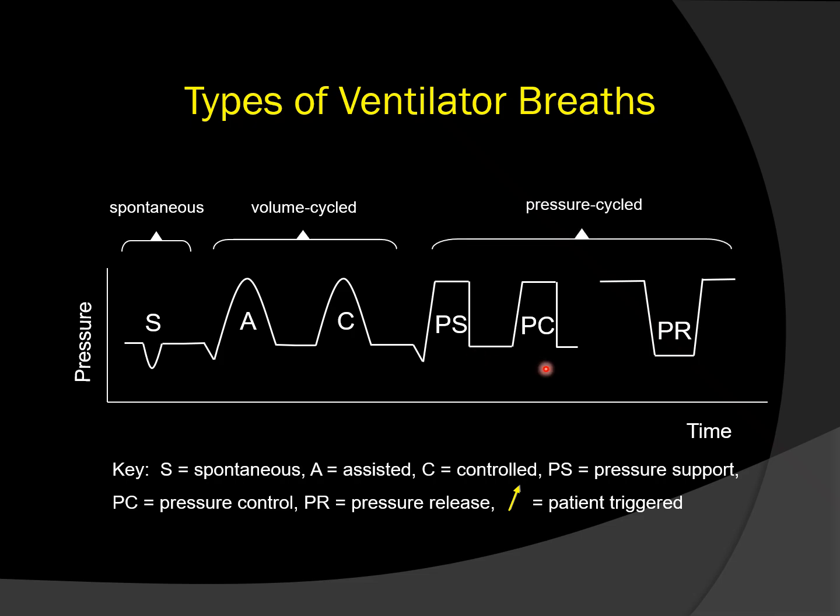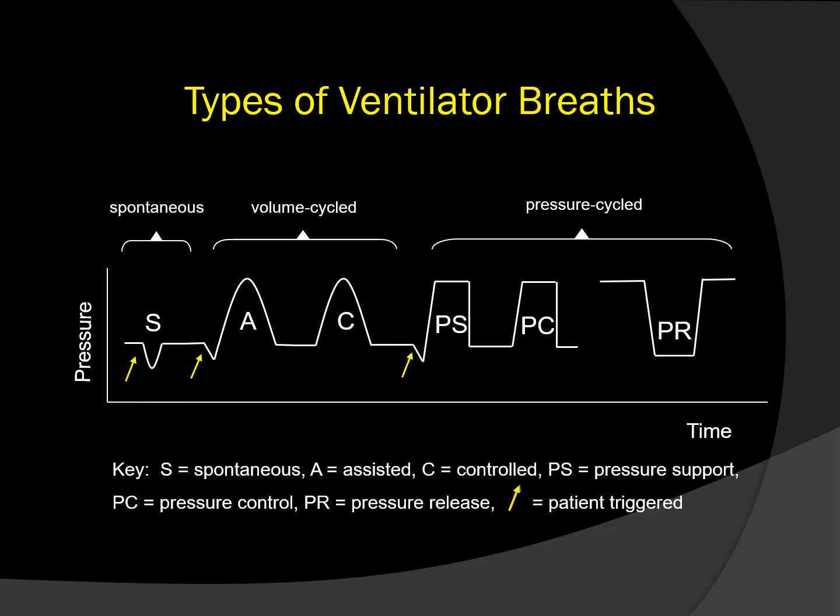So these last 3 breaths are called pressure cycled breaths because whether we're supporting a breath, controlling a breath, or releasing a breath from a high pressure to a low pressure, we're deciding how much pressure change there is. What we're not able to decide is what the volume is. We have to go back to the ventilator and look at the ventilator to see how much tidal volume came back.